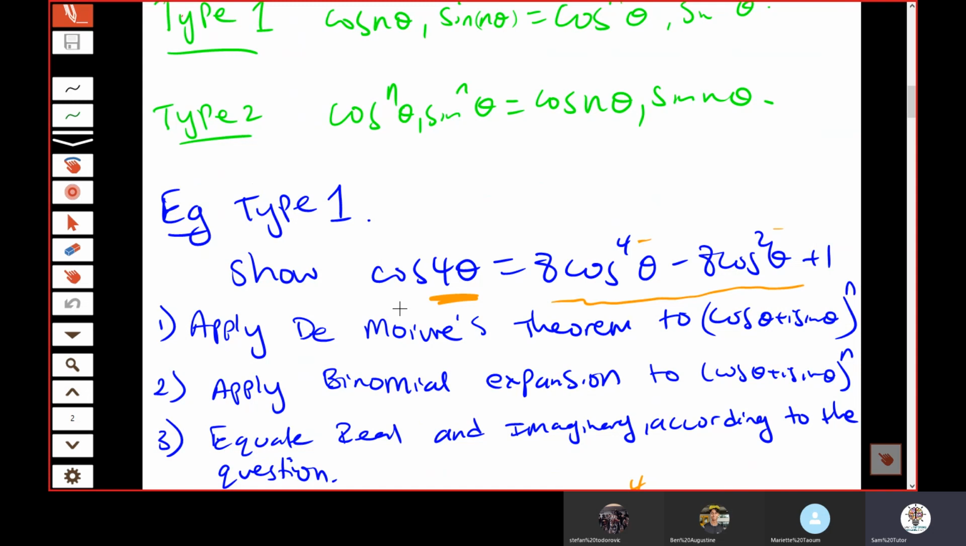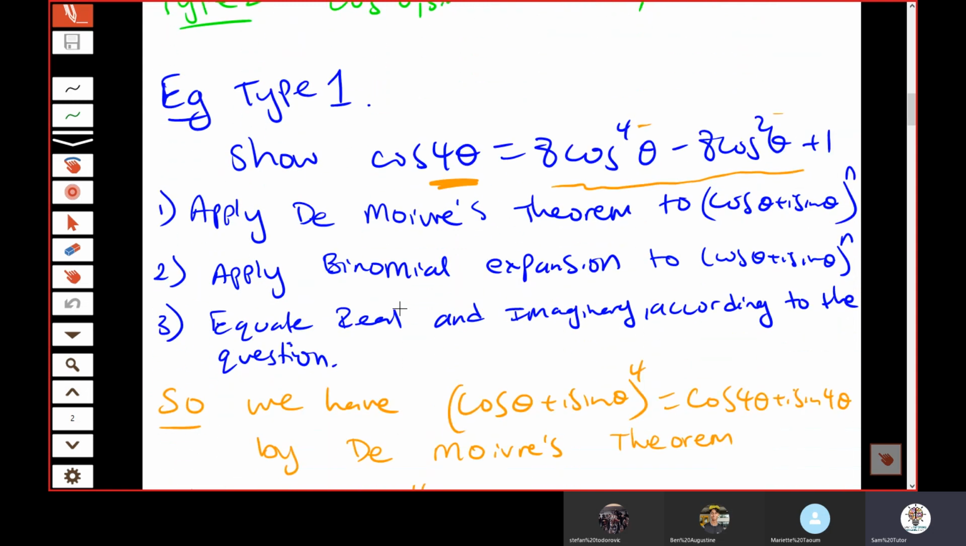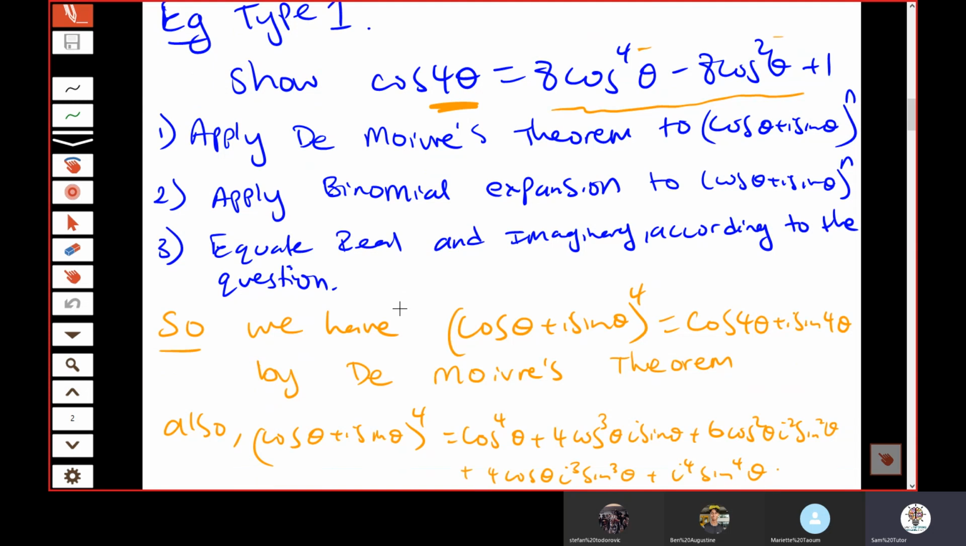For this one, these are the steps. Apply De Moivre, apply binomial, equate real and imaginary, according to the question. We're comfortable with this one? So we have something like this.